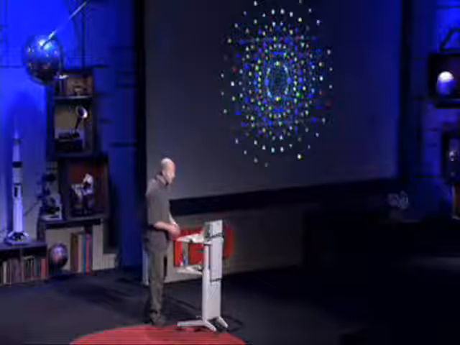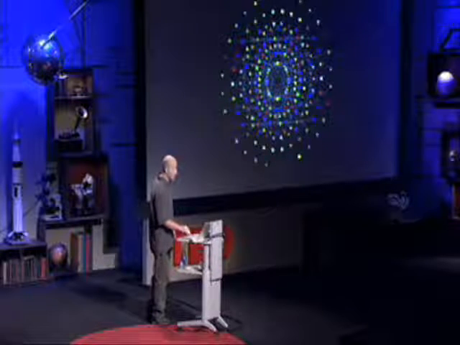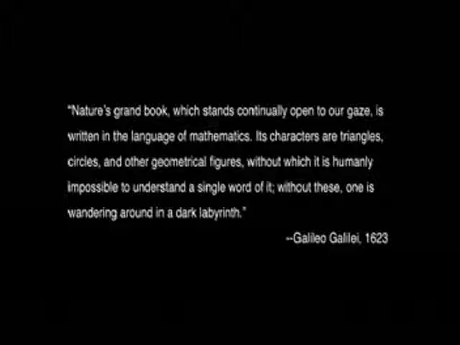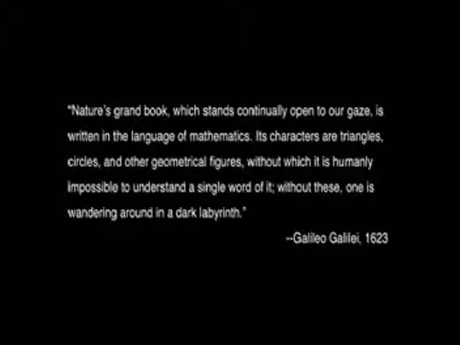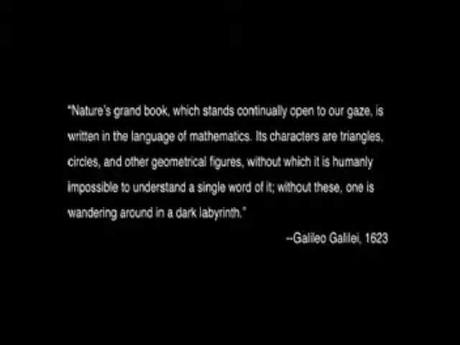Now, this idea that nature is described by mathematics is not at all new. In 1623, Galileo wrote this: "Nature's grand book, which stands continually open to our gaze, is written in the language of mathematics. Its characters are triangles, circles, and other geometrical figures, without which it is humanly impossible to understand a single word of it. Without these, one is wandering around in a dark labyrinth."